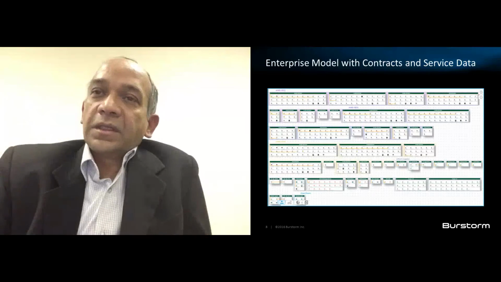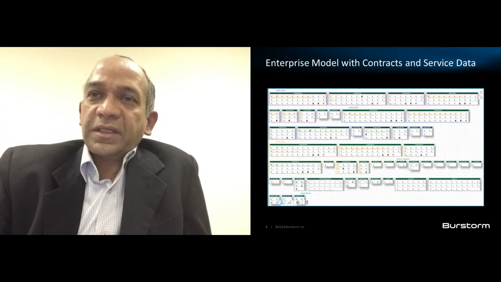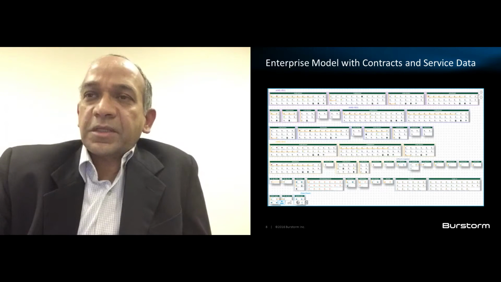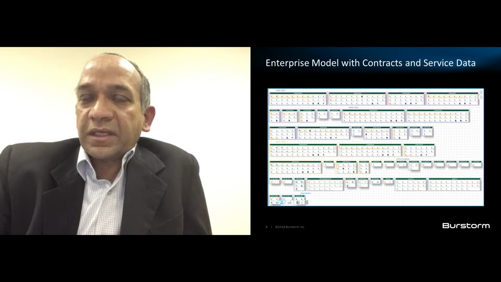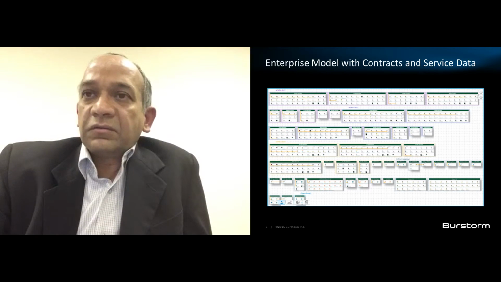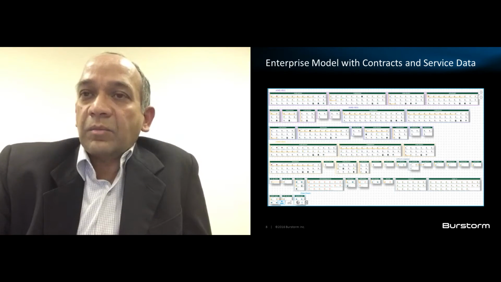The CIO of every enterprise deals with complexity and change with respect to cloud operations. With the Burstorm platform, the enterprise can be modeled with contracts and service data in terms of regional, geographic, functional, and business lines, and the changes that may be needed can be modeled and deployed and tracked.